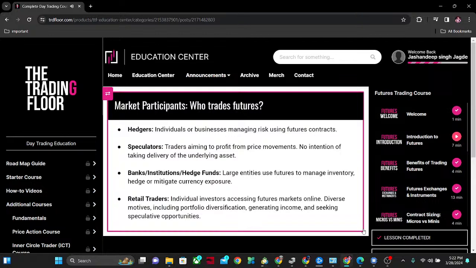And finally, retail traders. Thanks to the rise of online trading platforms, individual investors have gained access to futures markets. Retail traders participate in futures trading for various reasons, including diversifying their investment portfolios, generating additional income, or seeking speculative opportunities.